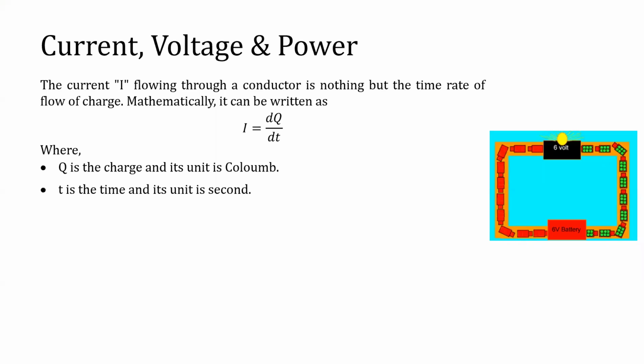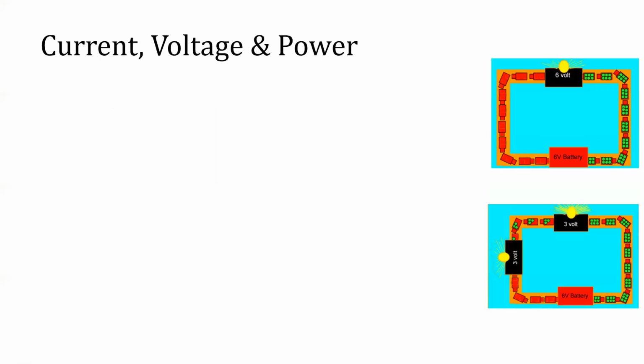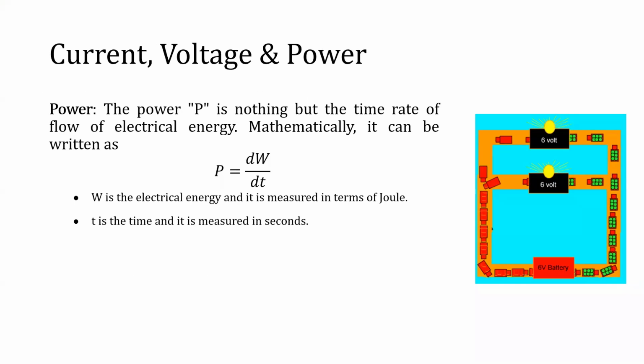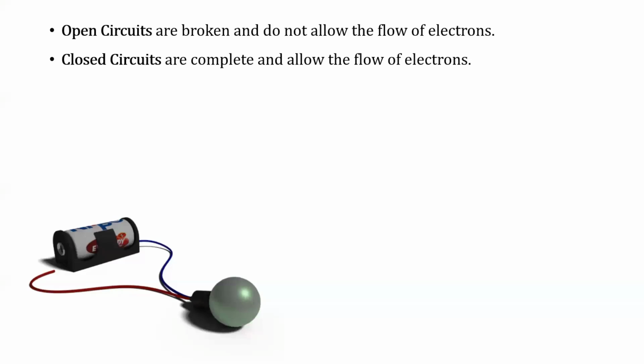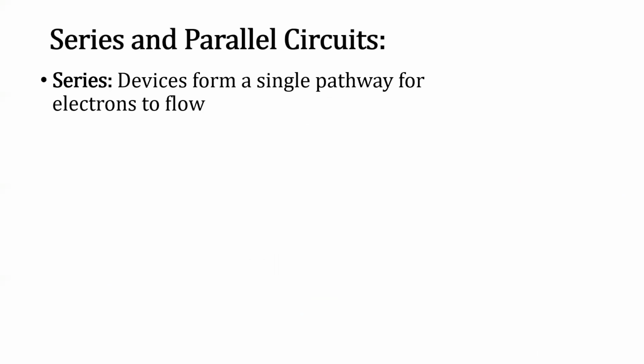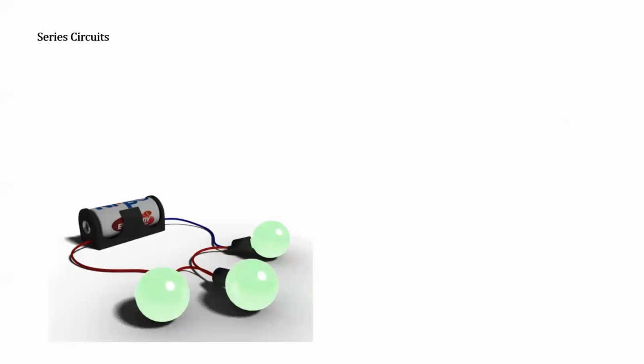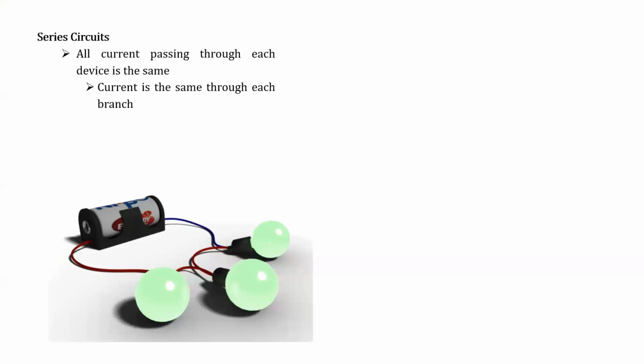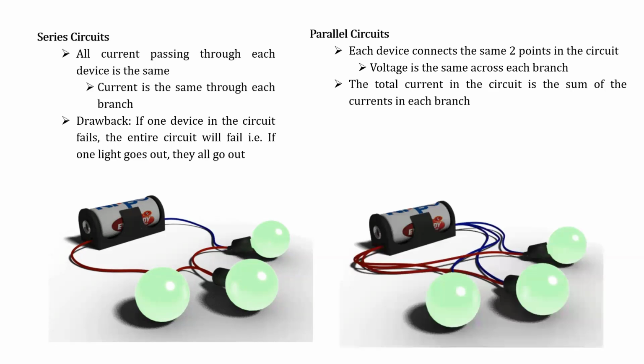All these things were discussed in the last class: open circuit, closed circuit, the meaning of a short circuit, and what we mean by series connection and parallel connection. And we have differentiated series circuits and parallel circuits.